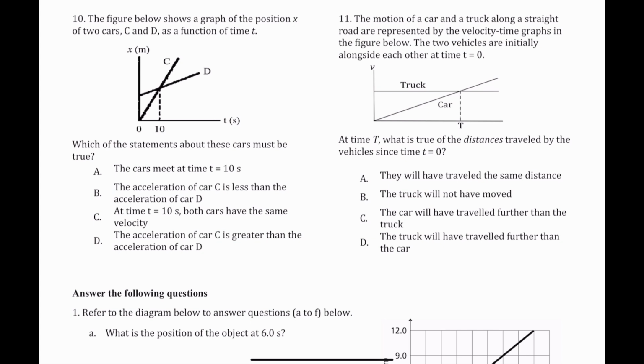10. The figure below shows a graph of the position x of two cars, C and D, as a function of time, t. Which of the statements about these cars must be true? First one, the cars meet at time t equals 10. Yes, that's true. So no need to read the rest of the answers, the answer is A.